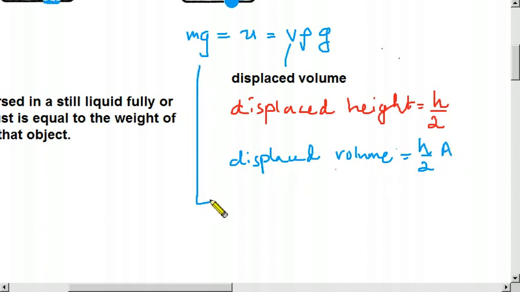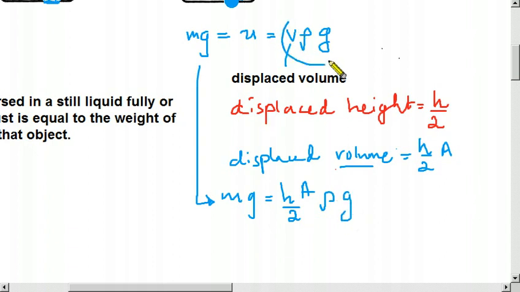So let us substitute it into this equation. Then mg equals, we don't want this U, let us neglect it. Instead of this V, we can substitute this volume hA divided by 2, then rho g. So all this term is equal to mg, and we have to find out this m.